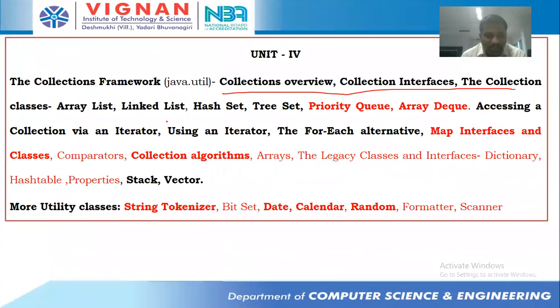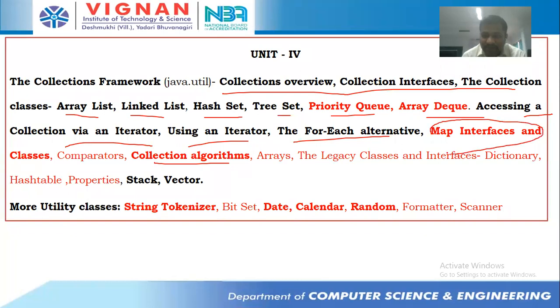We discussed all these things: array list, linked list, hash set, tree set, priority queue, array queue, accessing array elements via collection, accessing a collection via iterator, using an iterator, for-each loop alternative, and then we finished collection algorithms and the introduction part. The left out things are the map interfaces, and then legacy classes and interfaces. In that we already finished stack and vector, and two things remain to discuss. And there is also Arrays, which is very simple.